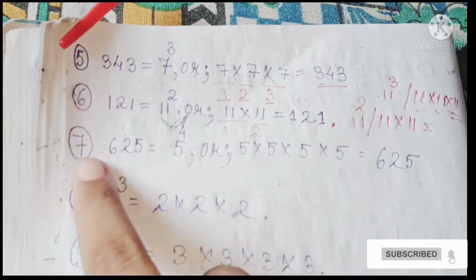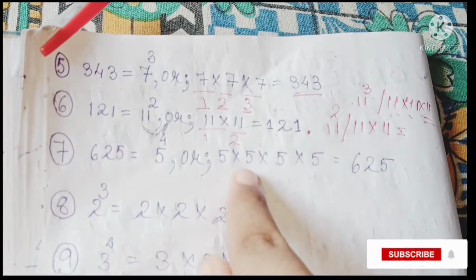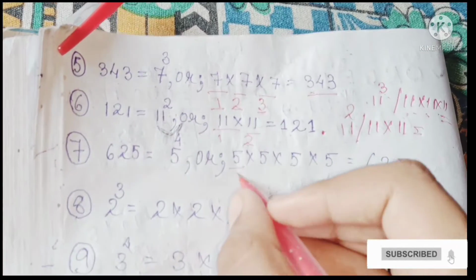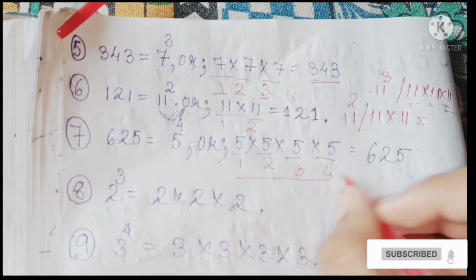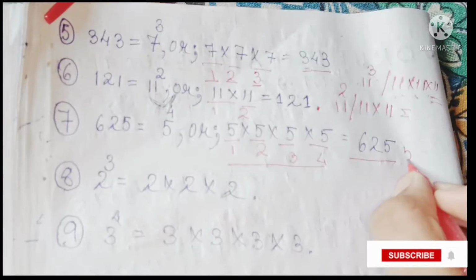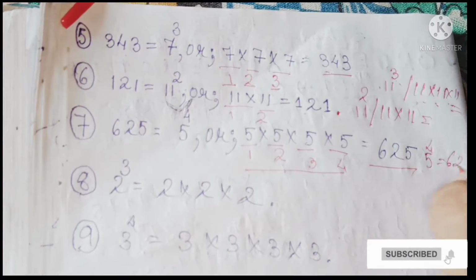Okay, and number 7 comes to 625. Therefore 5 has to be multiplied how many times? 1, 2, 3, 4. There are 4 fives multiplied to get the result 625. Therefore 5 to the power 4 is equal to 625.